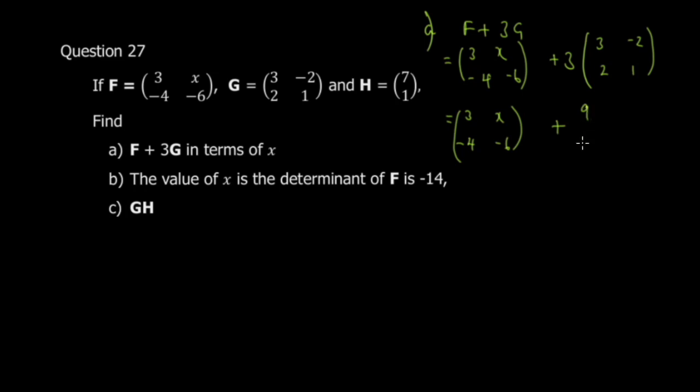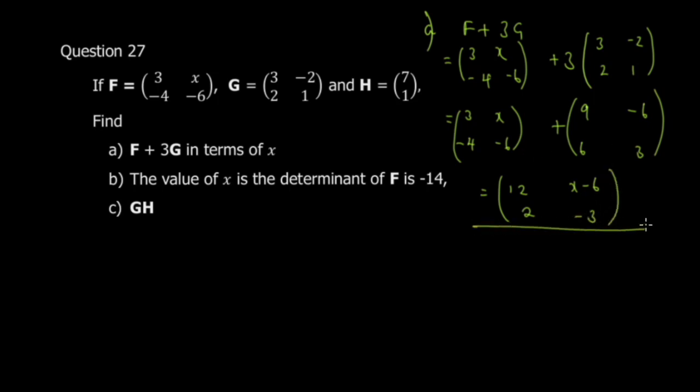So you'd actually get 9, here you'd get 6, here you'd get minus 6, here you'd get 3. So when you add the 2, you'd actually get 12 here, because you're just adding corresponding elements. So you'd get x minus 6 here, you can't simplify. Then you get 2 here, then you get minus 3 here. And then that's it. This is your part, you're done.